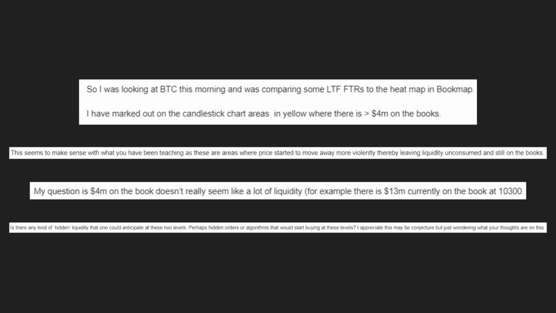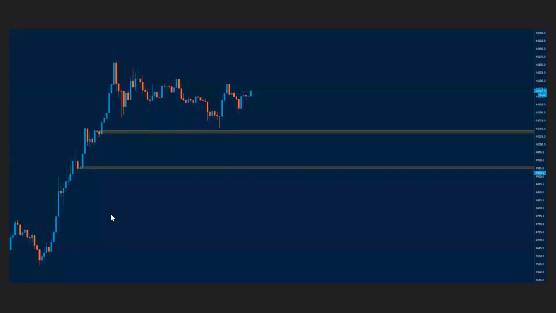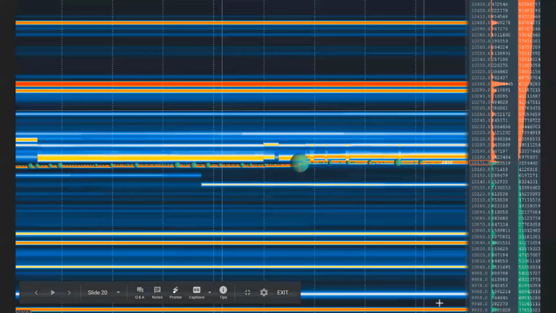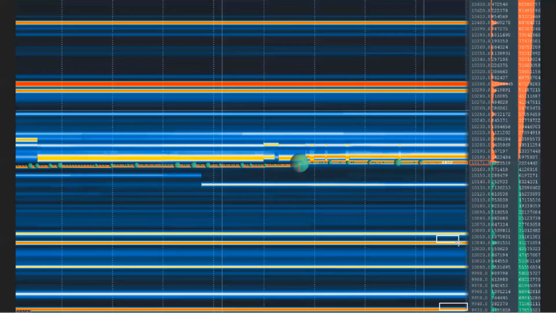And again, I answered this in an email, but just for the purposes of the group, I'll go over it again. So these are the levels you marked. Kind of low time frame FTRs, areas at which there's likely some residual liquidity as price ran up. Okay, you can see they were untested. 9925 and 10.4, something like that. And we've got Bookmap here, and you can see down at 993 and at 10.4, these are the areas at which liquidity is pooling.